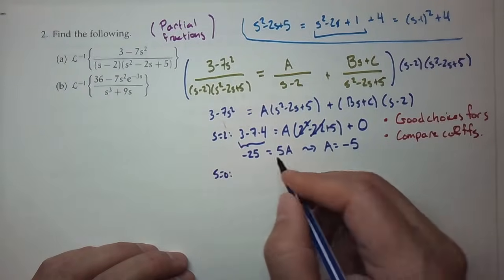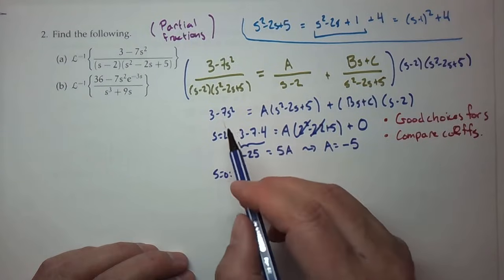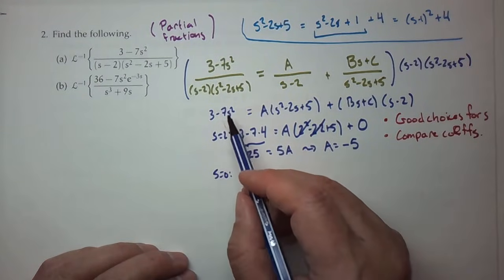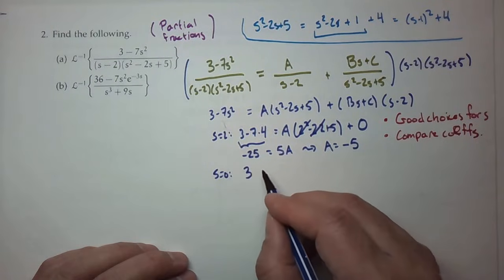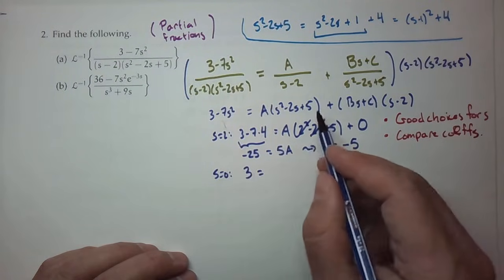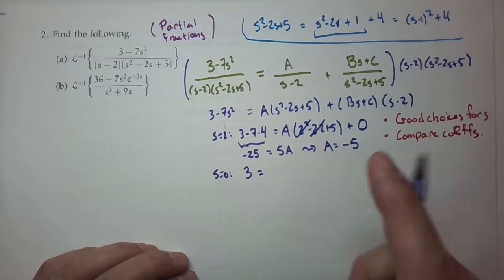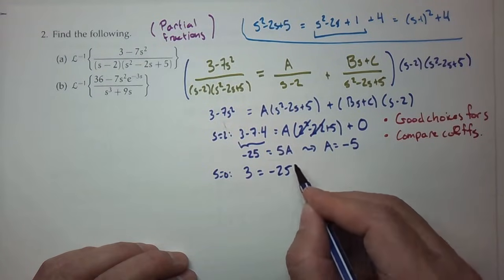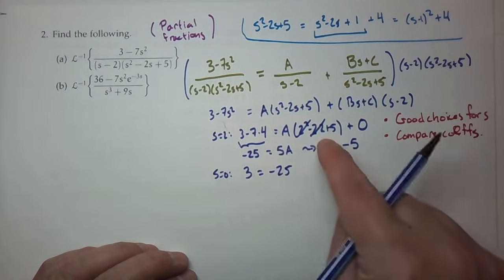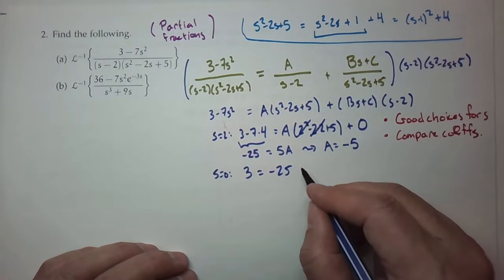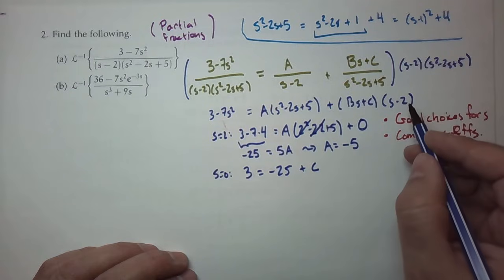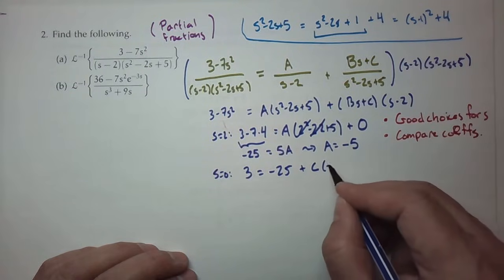s equals 0. And, well, what would we have? The nice thing about s equals 0 is it's really easy to plug in. You get 3 minus 0 equals a times 5, but we know a. So that's negative 25. So I'm using the fact that we know a. Plus b times 0 plus c makes c, and then times negative 2.